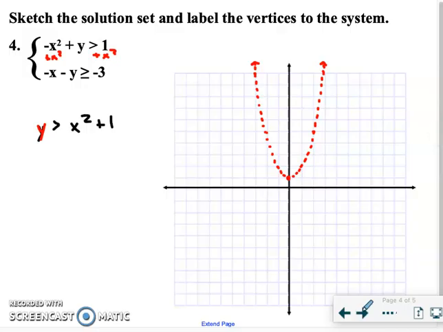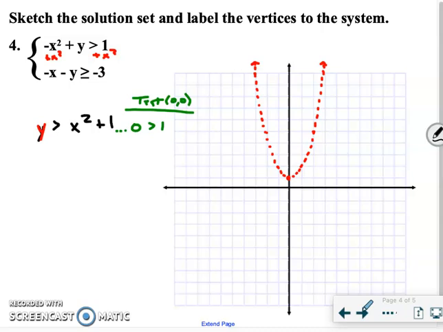Again, if we were to test 0, 0 for shading purposes, if I put a 0 in place for x, 0 squared is still 0 plus 1, 1. Is 0 greater than 1? And the answer is no. That's not true. So that means that I'm not going to shade this parabola in a way that it's going to cover the origin. I'm not going to shade in the exterior, instead the interior of that parabola. So again, something to keep in mind moving forward.